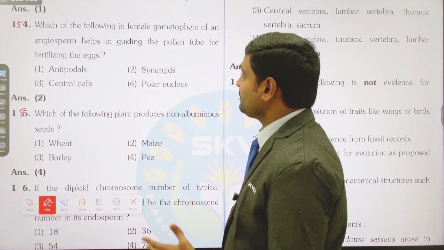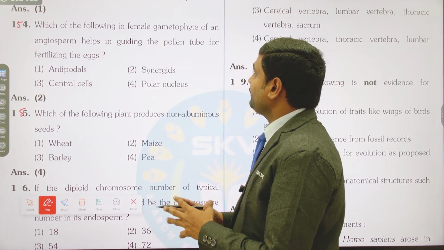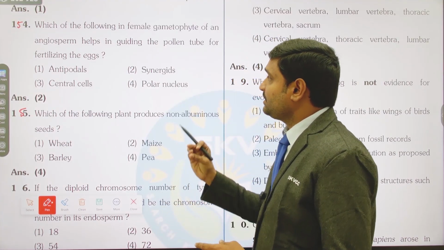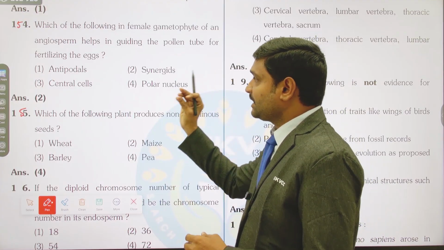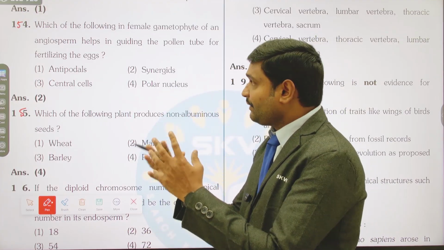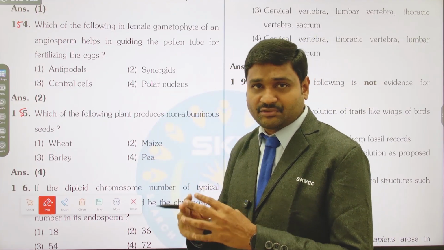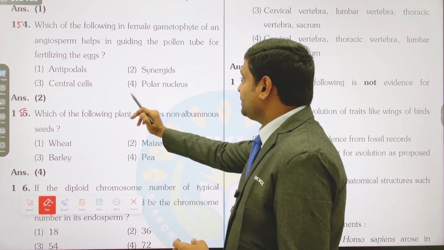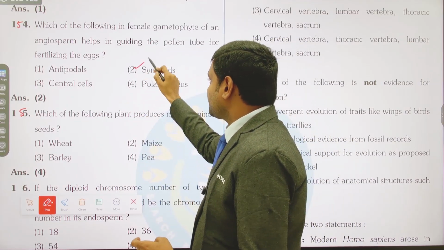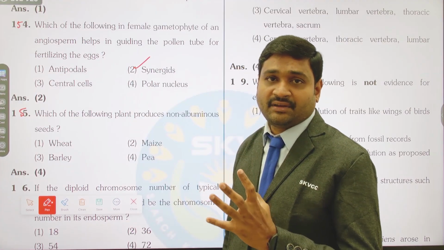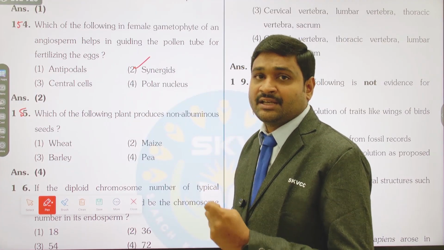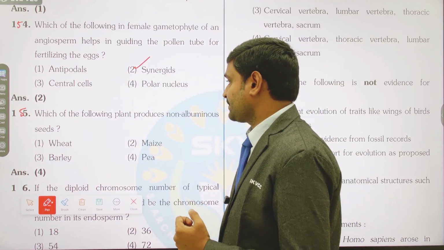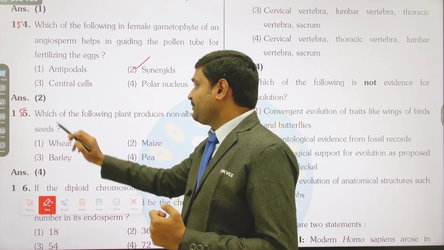154 question: which of the following female gametophyte cells in angiosperms helps in guiding the pollen tube for fertilizing the egg? A straightforward question from the NCERT, sexual reproduction of flowering plants, class 12. So directly here it is the synergid cells, because synergid cells have a finger-like projection, that is the filiform apparatus.